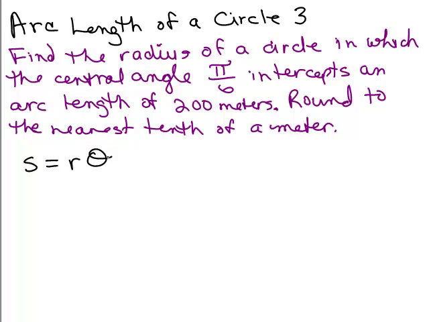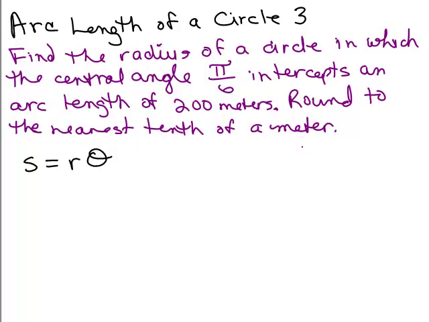Now, if you want, you could solve for R before you plug in your values. That's up to you, or you could leave it the way it is. I think I'm going to leave it the way it is, and here's the reason. Because when I divide both sides by theta, I'm going to have a complex fraction because I'll have this fraction, pi over 6, in the denominator. So I'm going to go ahead and leave it as it is.